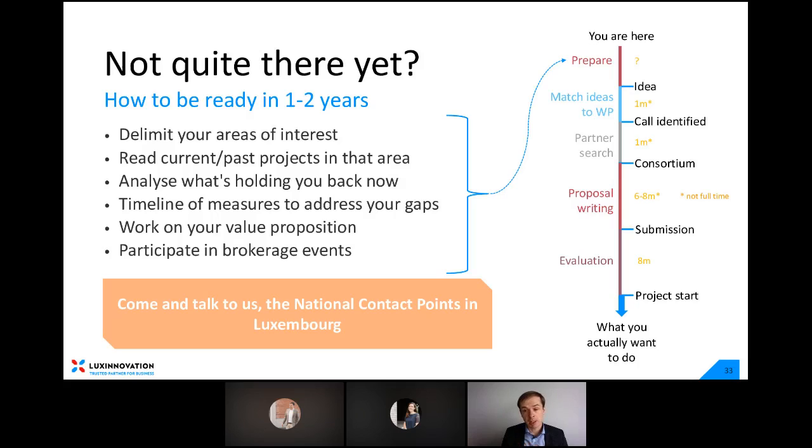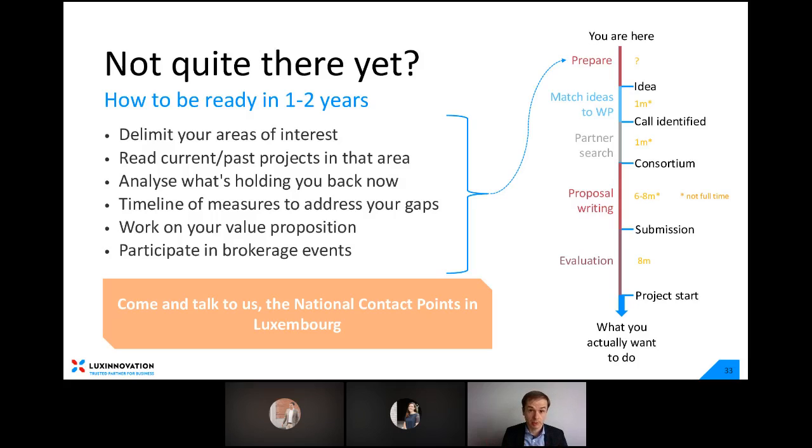And so you need to take into account, let's imagine you want to be ready in 2 years to start your project. You need to take into account the evaluation period, so that's around 8 months, and then there's a negotiation of the contract with the European Commission, another 3 months. So more or less 8 months of time between the submission of the project and the start of the project.